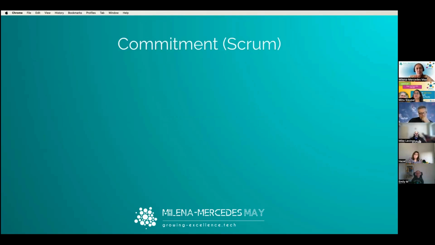Then we have commitment from Scrum. The Scrum value of commitment is essential for building an agile culture. Scrum teams work together as a unit. This means that Scrum and Agile teams trust each other to follow through on what they say they're going to do. When team members aren't sure how work is going, they ask. Agile teams only agree to take on tasks they believe they can complete, so they are careful not to overcommit.